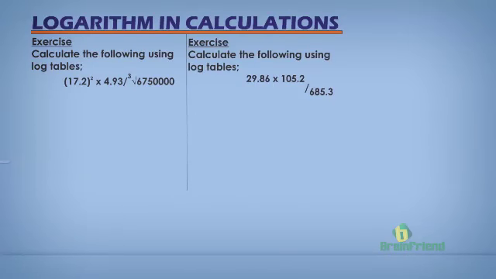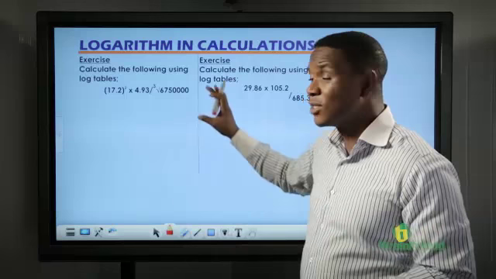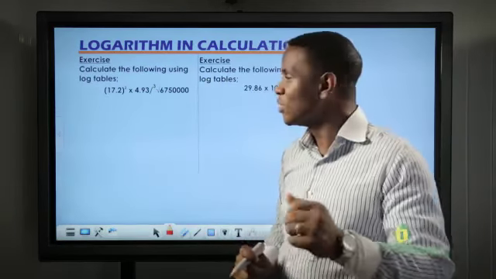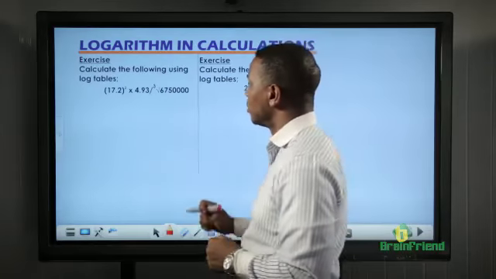Let's take this practical example. If you were asked to calculate the following using the logarithm table, 17.2 squared times 4.93 all over the cube root of 6,750,000. I guess it looks like a complex problem. Well, as we go into our class, we'll see how simple it really is.